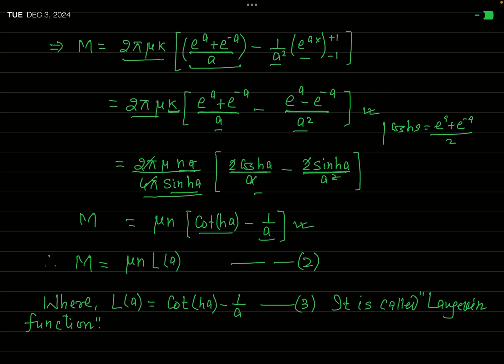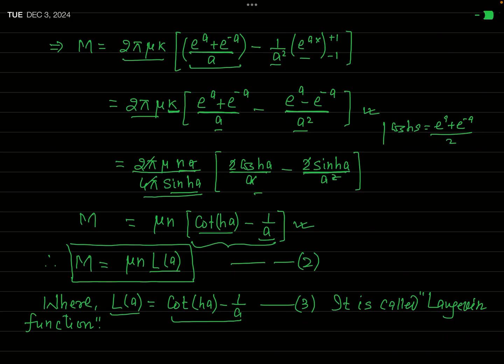a. Actually, instead of this coth a minus 1 over a, we write L of a. This L of a, which is equal to coth a minus 1 over a, is the well-known Langevin function. This is called the Langevin function. So finally we get the expression for M, which is magnetization, that is the magnetic moment per unit volume.